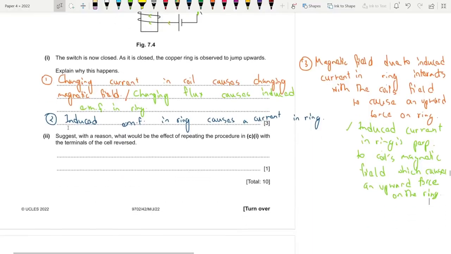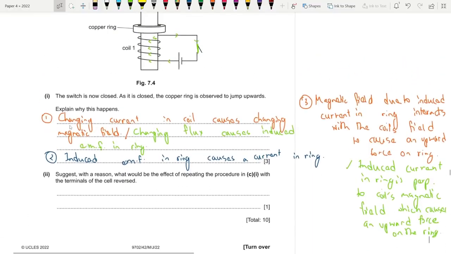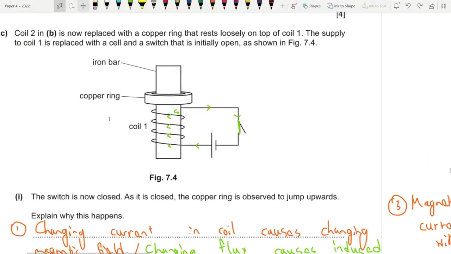It won't stay up. It would jump upwards then come back. Now suggest a reason: what would be the effect when repeating the procedure with the terminals reversed? What if we had it like this? This was the positive and this was negative. And no change, guys. Basically, if you did reverse the terminals, current would flow in a different direction like this.